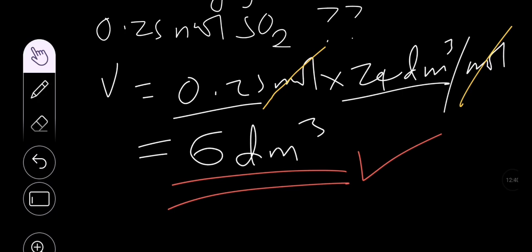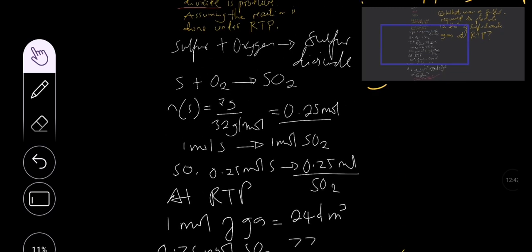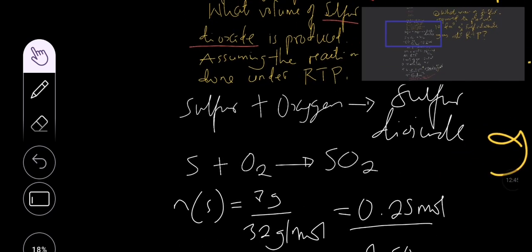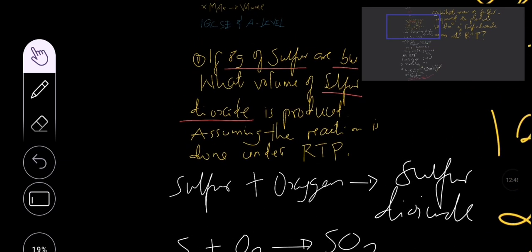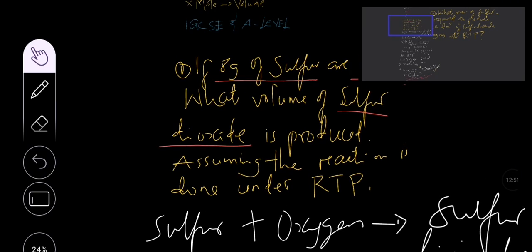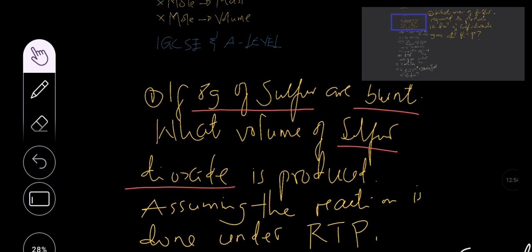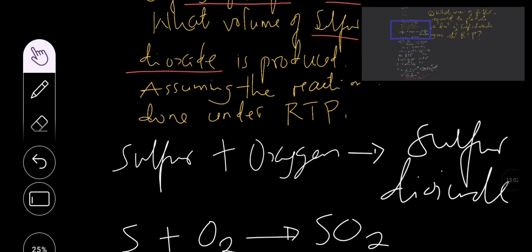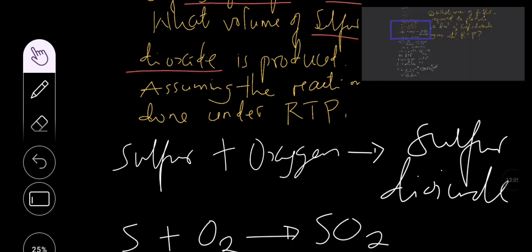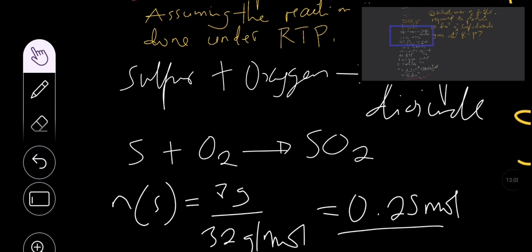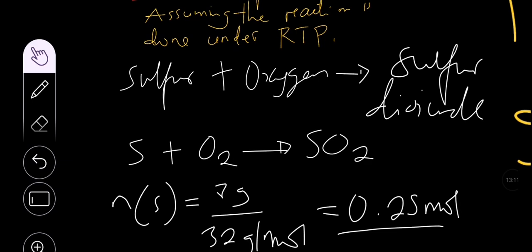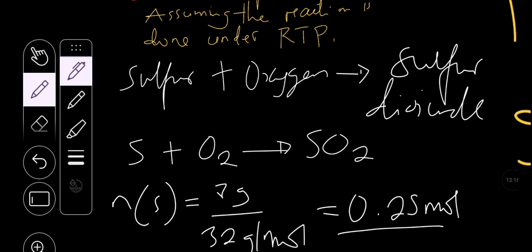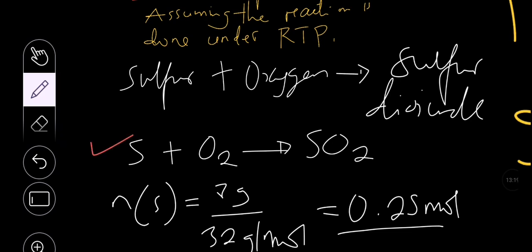So remember, what was our question? Our question is coming all the way from above. It says, if 8 grams of sulfur are burnt, what volume of sulfur dioxide is produced, assuming the reaction is done under room temperature and pressure? So the first stage is to write down the equation. You can start with the word equation if you're not familiar with the chemical equation. After the word equation, you come up with the chemical equation.